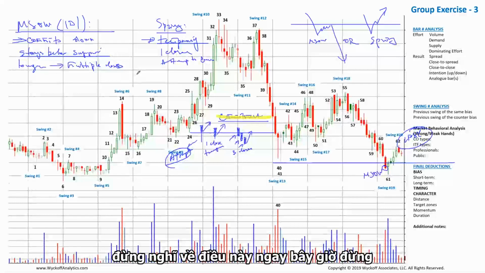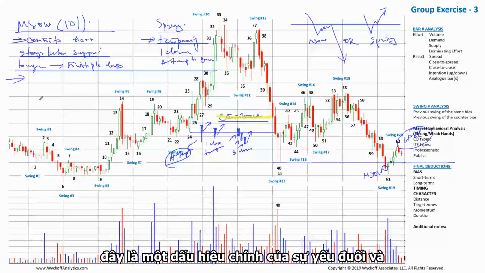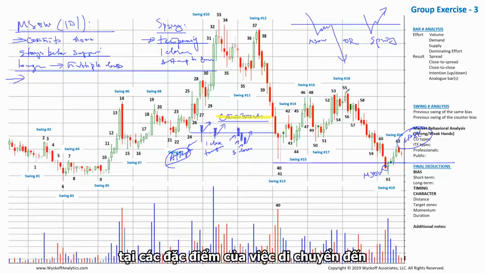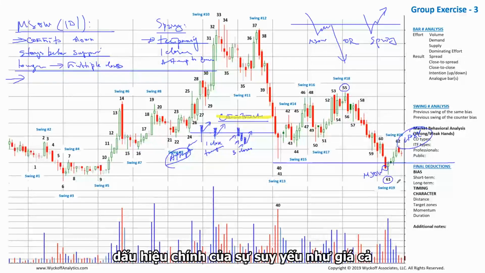Okay, so what other characteristics? Don't think about this right now. Don't compare this. Don't think about the spring. Don't think about the major sign of weakness. Let me teach you. What is the next characteristic that we would be looking at on the major sign of weakness that would tell us that, yeah, this is a major sign of weakness and not necessarily a spring? And I'm going to give you a hint here. I want you to look at the characteristics of the move to the downside from 55 to 61. What would be the characteristic of a major sign of weakness as the price moves down?